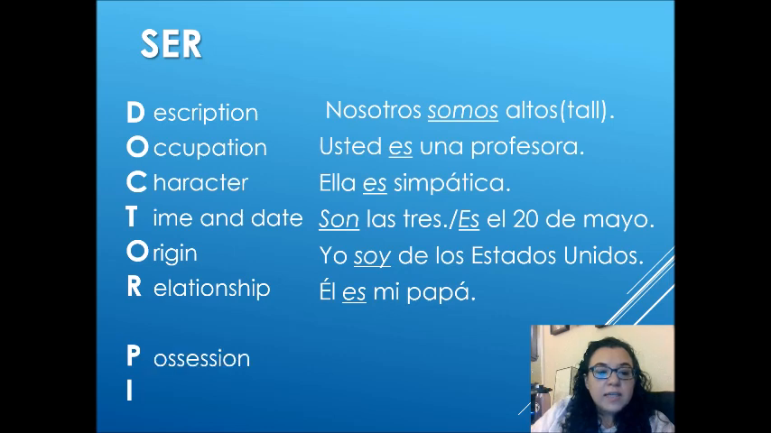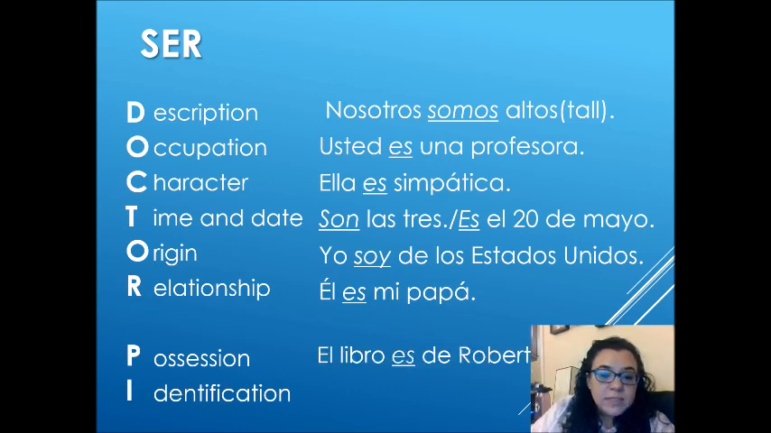We also use ser for possession, talking about that something belongs to a specific person. And we also use it to identify. Por ejemplo, for possession, we will say el libro es de Roberto. The book is Roberto's. It's "is of Roberto." We don't have the apostrophe S in Spanish, so we have to kind of do it in a longer way. And then identification as well. Por ejemplo, yo soy Ana. Right there, I'm identifying myself.